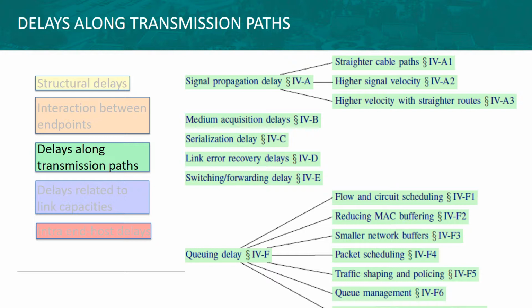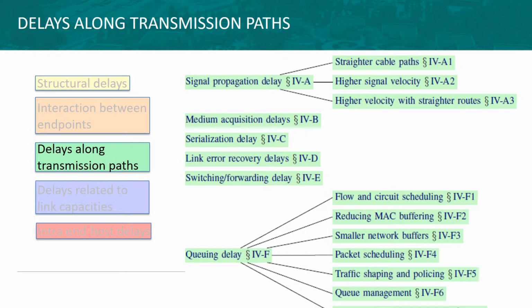You can try to have really straighter cable paths, or you can use a medium which has a higher signal velocity. So if you, for instance, use a microwave link, this has a quicker medium to communicate over, and it's also typically, of course, more straight than if you try to draw a cable between two communicating endpoints. But it may have some other problems in terms of the robustness, in terms of errors and so on.